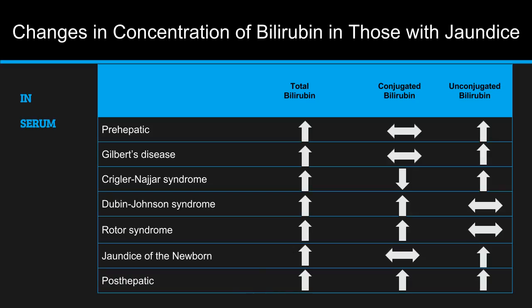This chart shows the changes in serum concentrations of bilirubin in those with jaundice. Notice total bilirubin is increased in all forms, but conjugated bilirubin is decreased in Crigler-Najjar syndrome due to a complete absence or severe deficiency of the enzyme responsible for bilirubin conjugation.